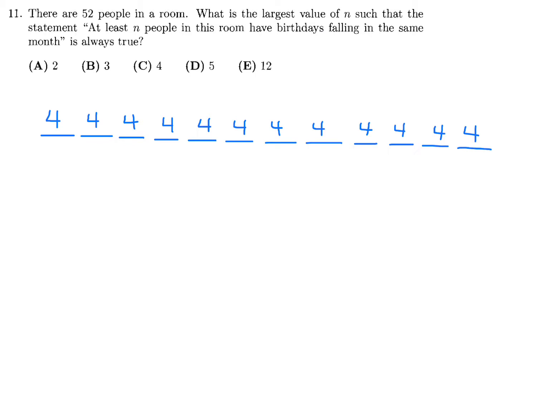Let's distribute those additional 4 people evenly. So 1 here, 1 here, 1 here, 1 here. That means that this actually becomes 5, 5, 5, 5, and the remaining are all 4.